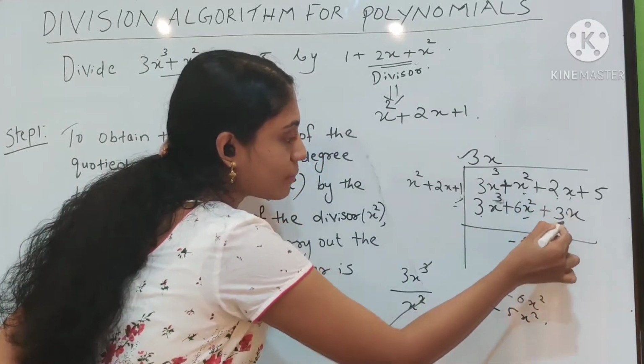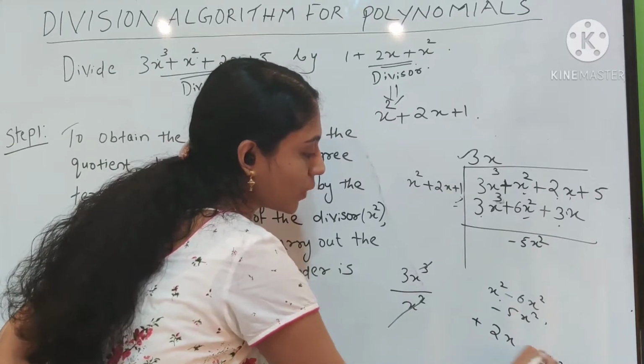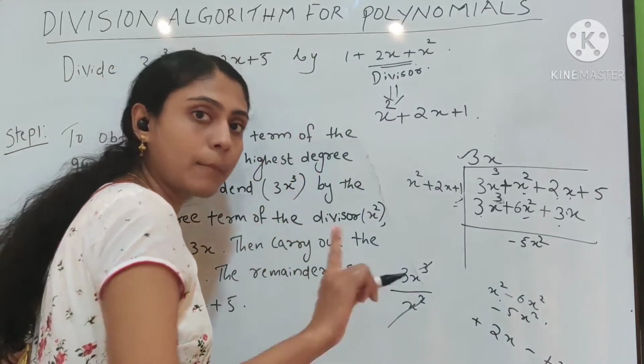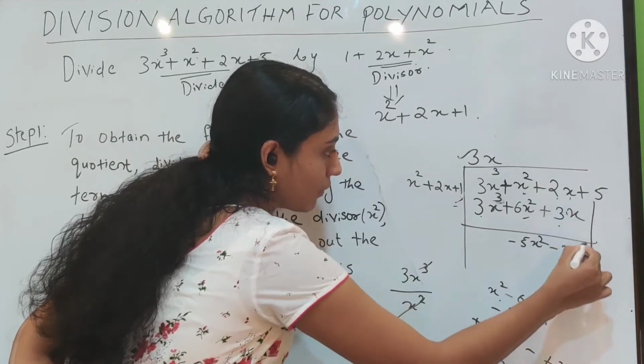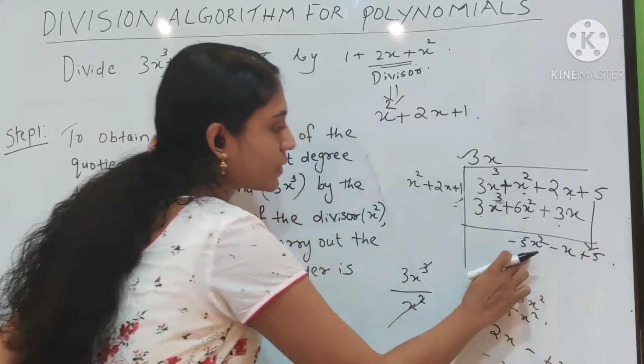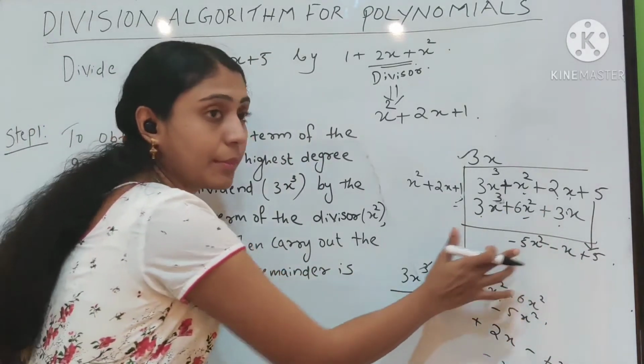Again, plus 2x minus 3x. Subtract it, 2x minus 3x, it is minus x. So write here minus x. Then this plus 5. Minus 5x square minus x plus 5. So this is the remainder.